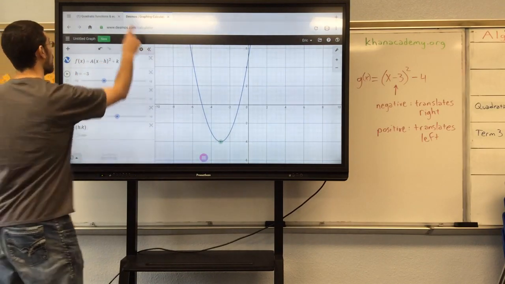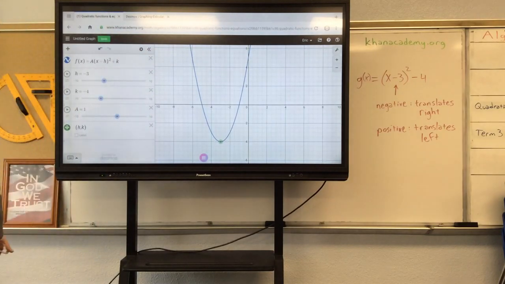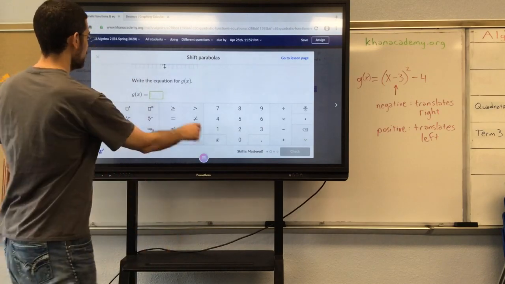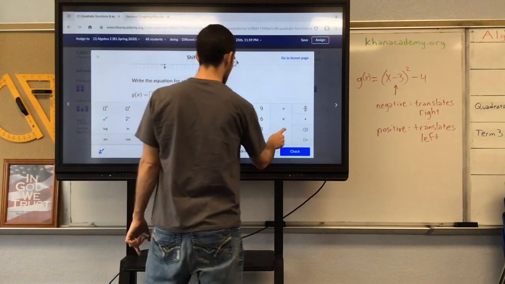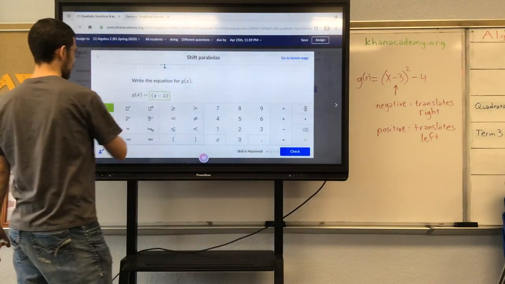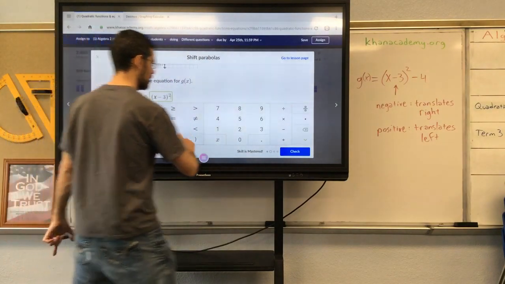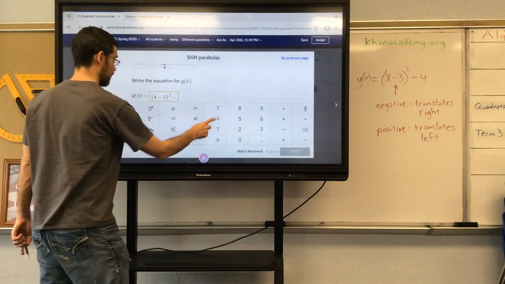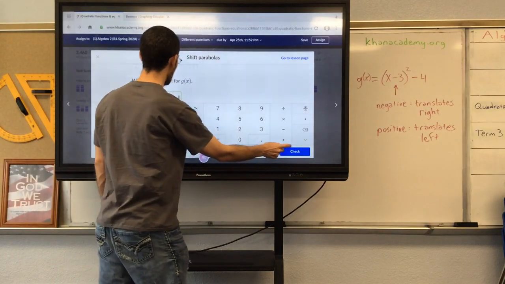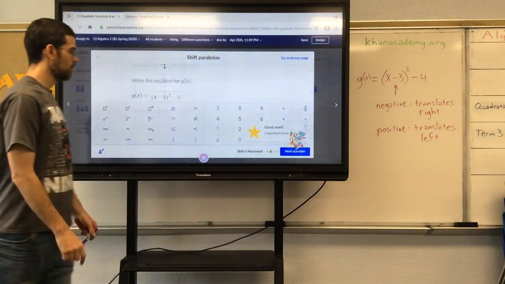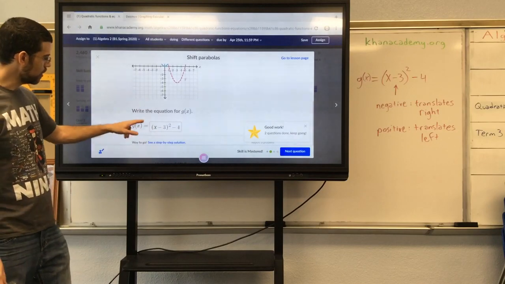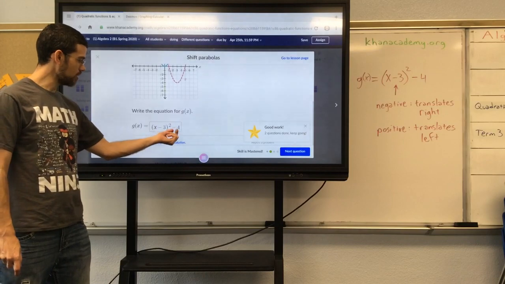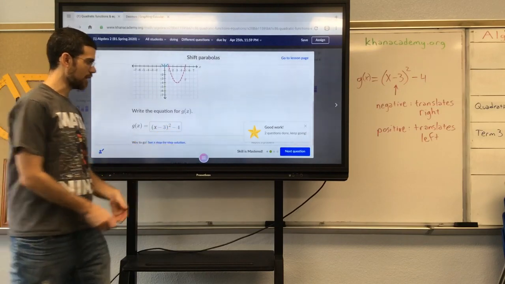So, all right, back to Khan Academy. So this equation, which we wrote up there, is x minus 3 squared. Don't forget the squared part, or you'll be doing a line equation, and it will assume you were wrong. That's correct. Okay, so translates to the right by 3 because this is a negative 3. Translates down by 4 because this is a negative 4.